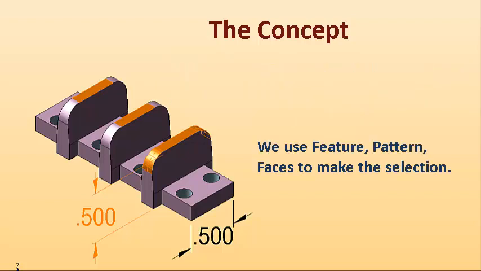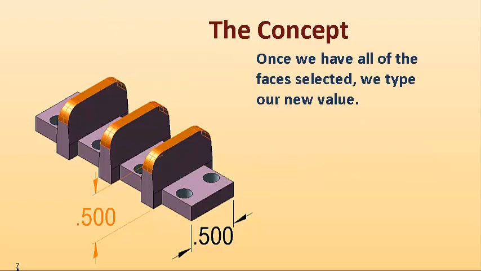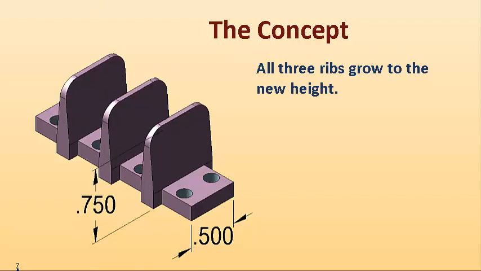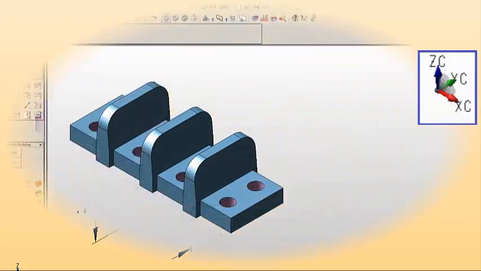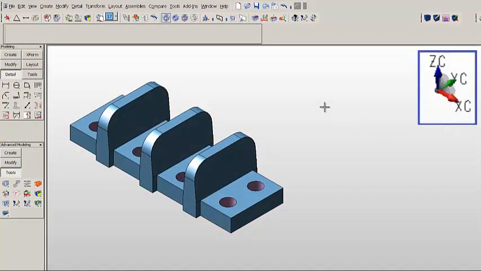Use Feature Pattern Faces to make the selection, and move over one of the unused faces and they all highlight. Now when we type a value, all 3 ribs grow to the new height. So let's do this with an actual part. We'll use KCV Barrier 1.